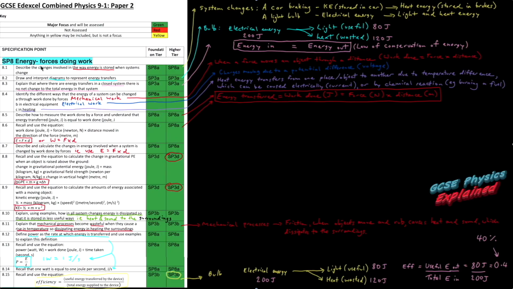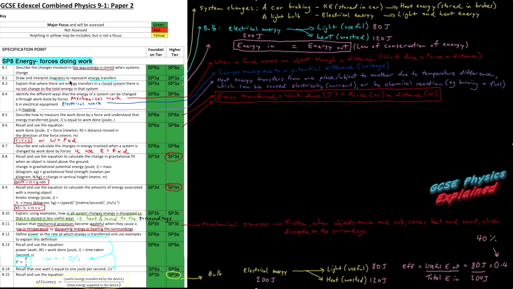Here's SP8 Energy, forces doing work. You're supposed to be able to describe the changes involved in the way energy is stored when systems change. So what that means, when a system changes, that could be a car braking, which would be kinetic energy stored in the car getting turned into heat energy stored in the brakes. It could be a light bulb, where there'll be electrical energy getting turned into light and heat energy.